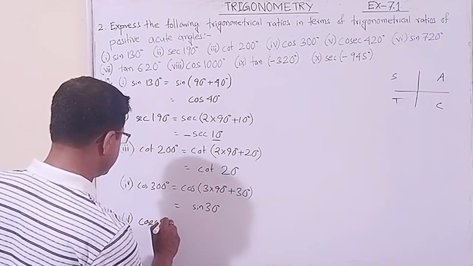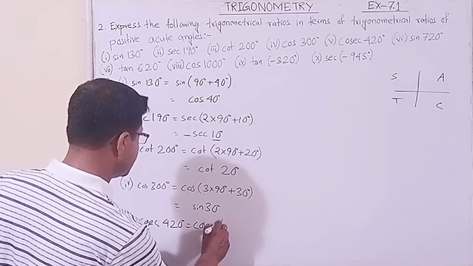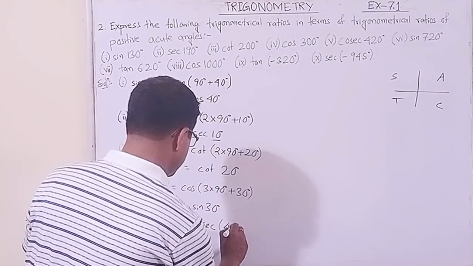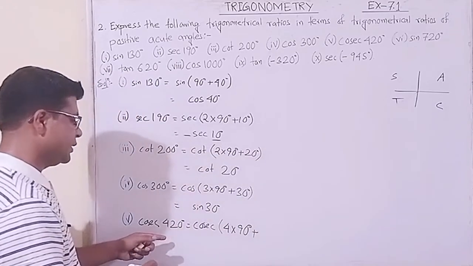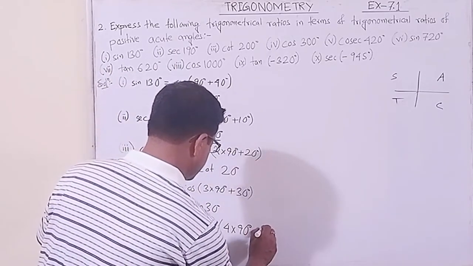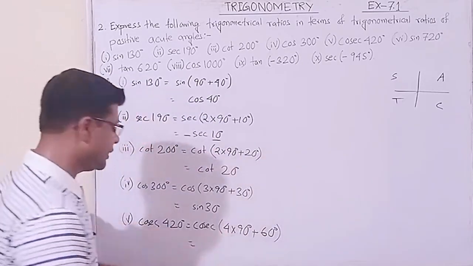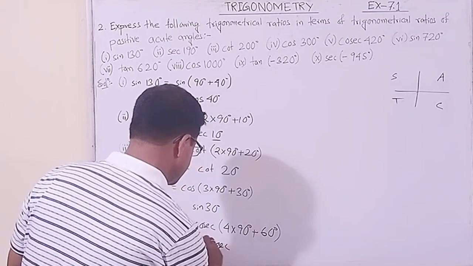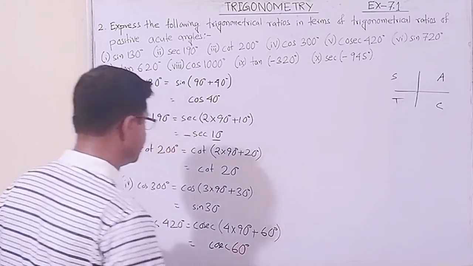Cosec 420 degree. Now, cosec in terms of 90 degree, how can we write? So it is 4 into 90. 4 into 90 is 360, so it is plus 60 degree. Got it? Okay, so it is an even multiple of 90 degree, so it will not change, it will be cosec only, cosec 60 degree.